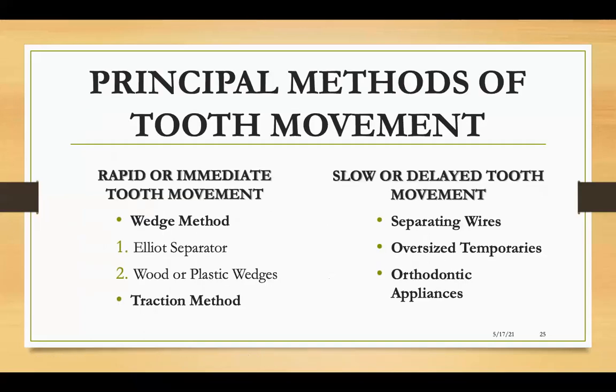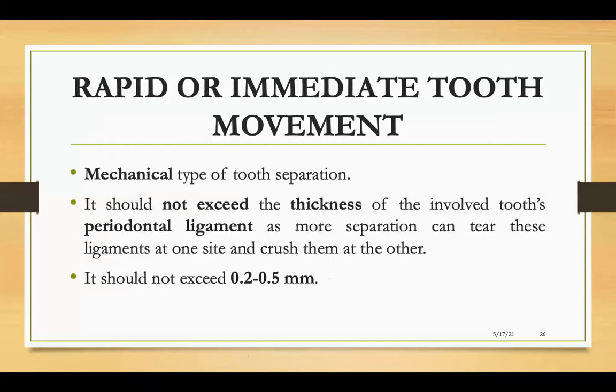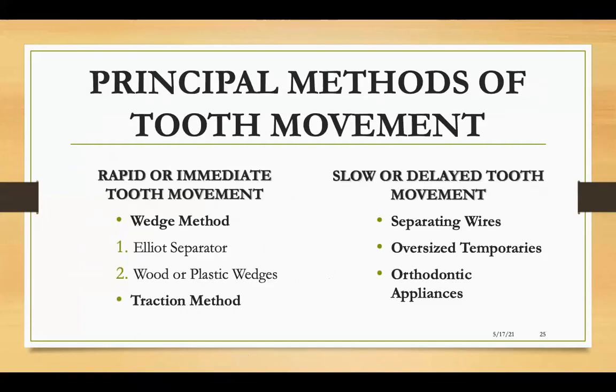In my last lecture, I have already asked you to jot these down. Quickly moving: rapid or immediate tooth movement, slow or delayed tooth movement. Under rapid or immediate, we've got wedge method, under which we've got Elliott separator, wood or plastic wedges. The next method we have under rapid or immediate is traction method, right? Under slow or delayed tooth movement, we've got three, which are separating wires, oversized temporaries, orthodontic appliances.